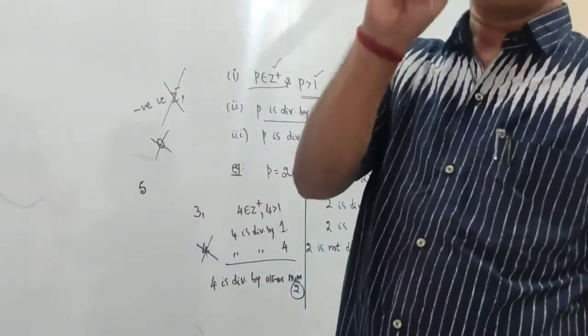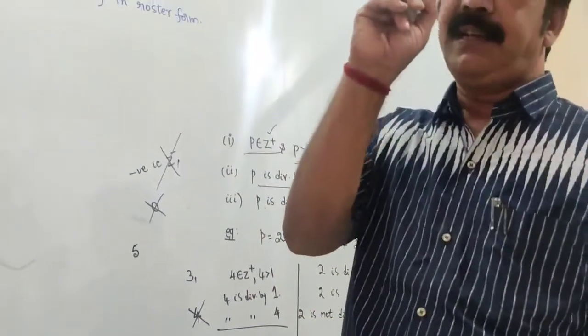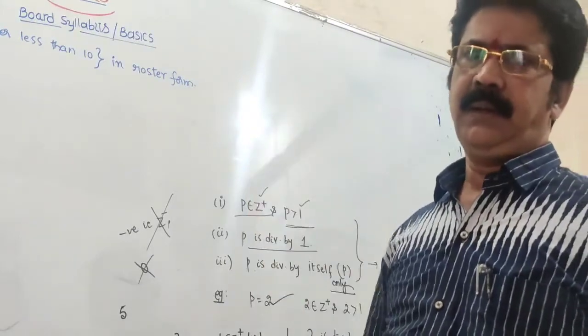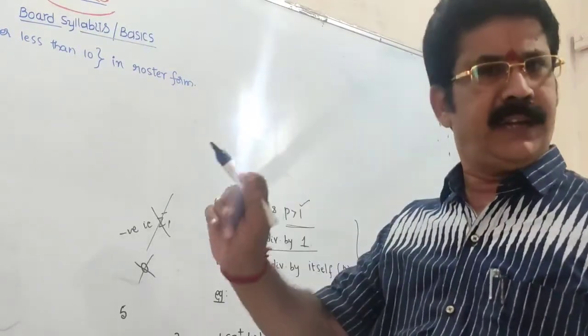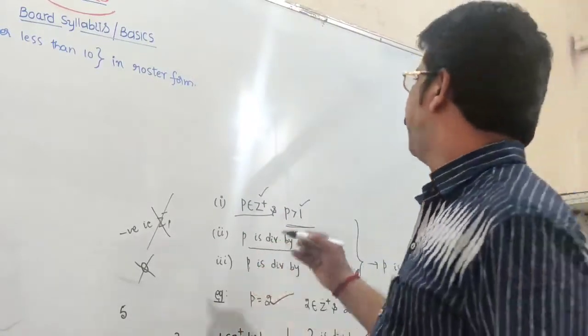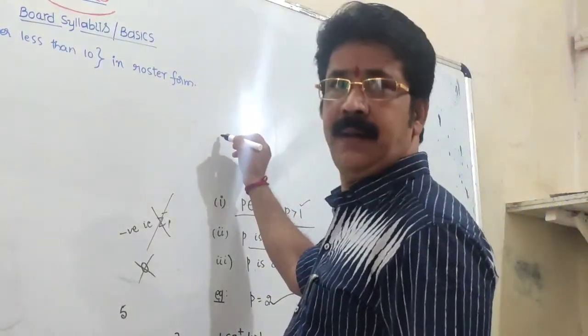5 belongs to Z plus. It is greater than 1. It is divisible by 1. It is divisible by itself only. Therefore it is a prime number. Another example, 6. Let us take.